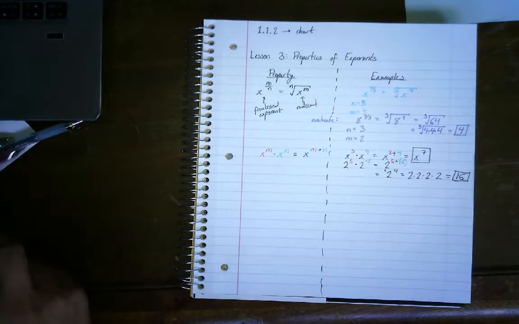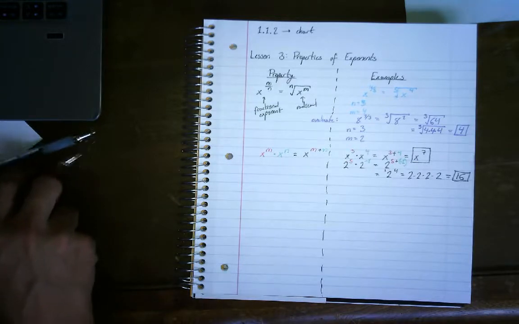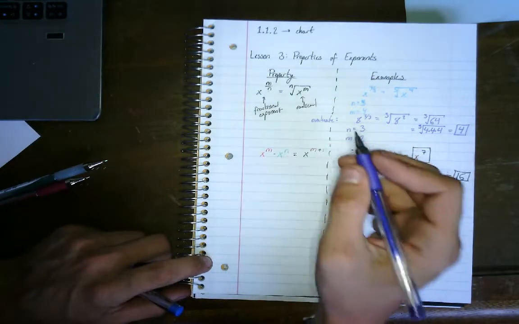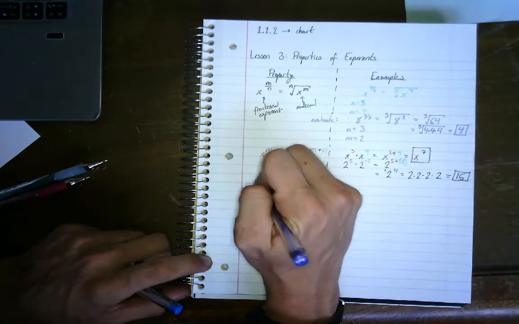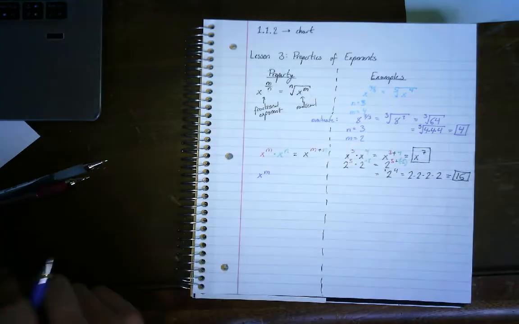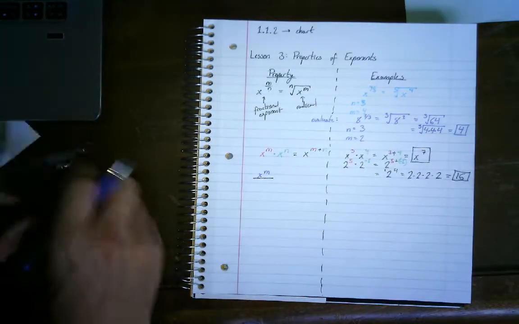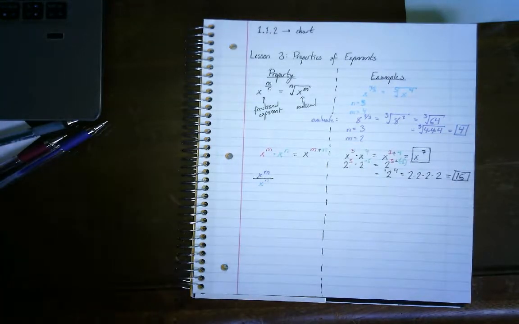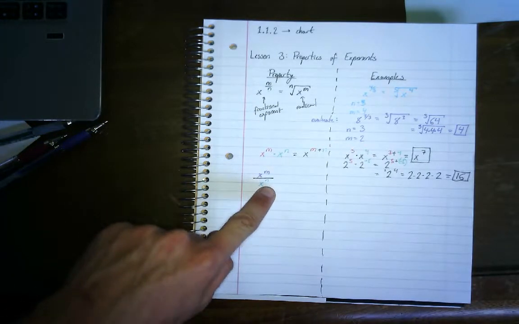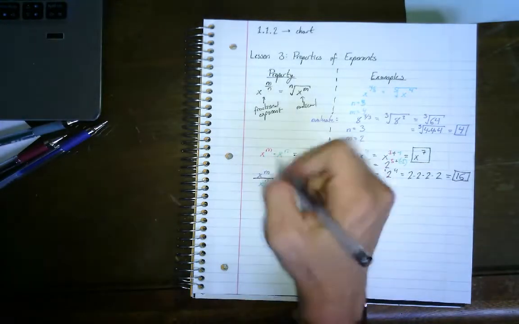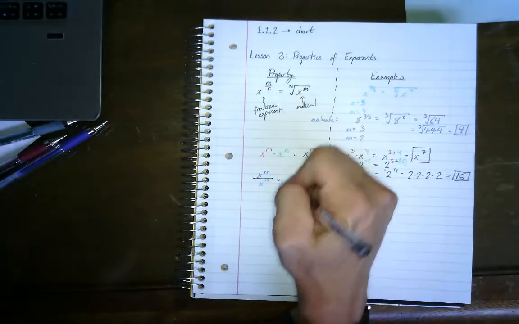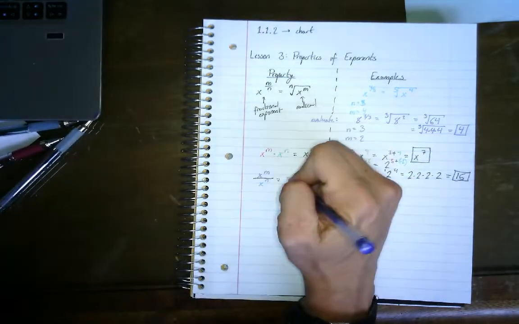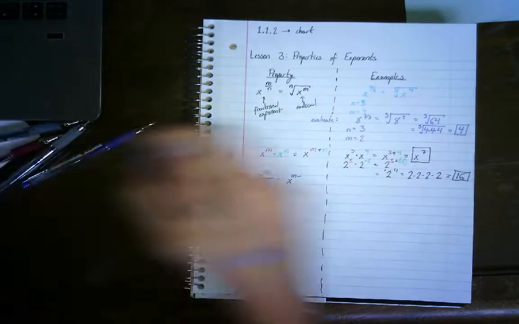On to the next one. If we have, let's do it right here, x to the m divided by x to the n. So same base, different powers. What we can do is actually subtract the bottom power from the top power. Something like x to the m minus n. Okay.